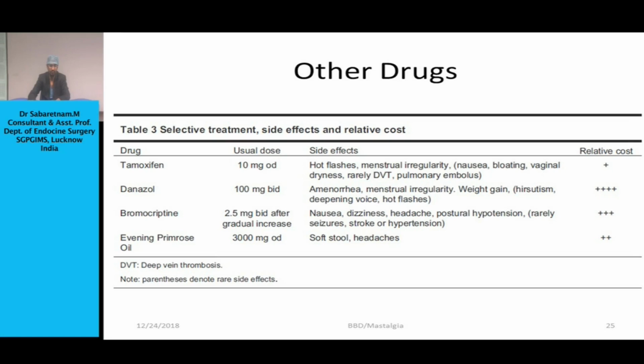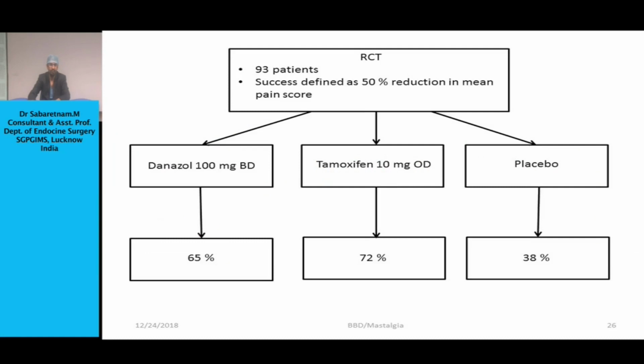You can have soft stools and headache. Bromocriptine second line: nausea, dizziness, headache, postural hypotension. Danazol can cause amenorrhea, menstrual irregularity, weight gain, hirsutism, deepening of voice and hot flashes. So one randomized control trial compared tamoxifen with placebo and danazol, and you can see 72% reduction of pain for mastalgia was there, a successful reduction with tamoxifen.